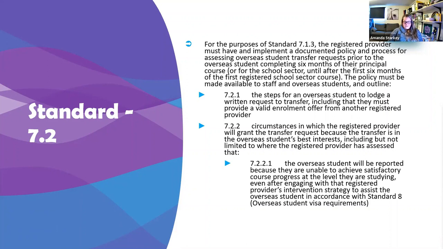So that means they can transfer to you if they're transferring into a lower level course because they will not be able to meet their course progress requirements at a higher level course that they're currently enrolled in. So for example, if they're enrolled in Diploma of Hospitality Management and they're finding it a real struggle, they might transfer to another RTO and do Certificate 3 in Hospitality or Certificate 3 in Commercial Cookery to build up a better foundation before getting to the diploma level.